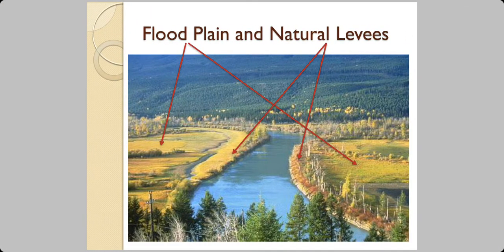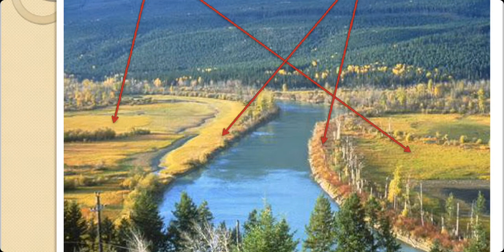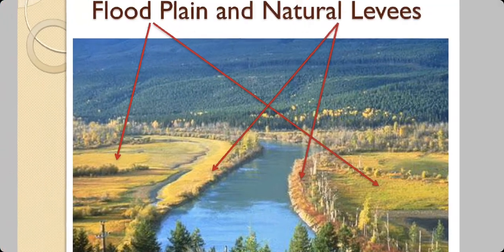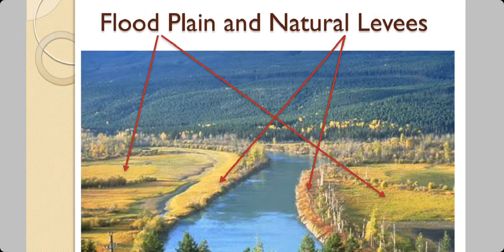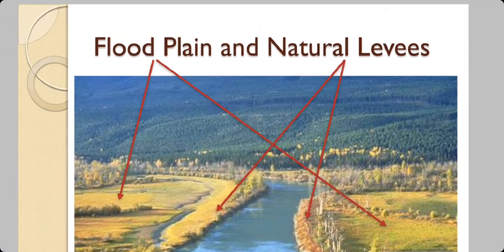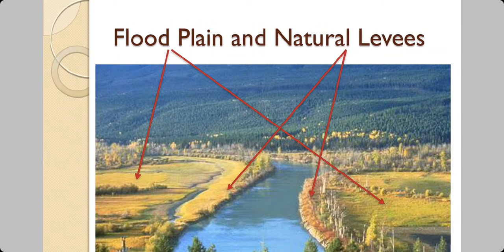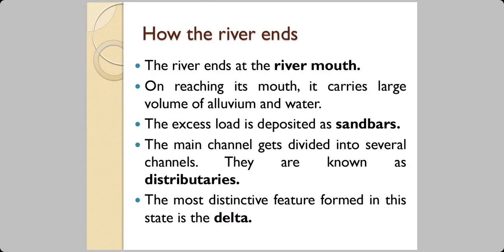So look at this picture now. The flat area to which arrows are pointing are the floodplains. And the very borders of the river, the edges of the river, also have got some deposition, a little bit higher deposition. This higher deposition, which forms the banks of the river or the borders of the river, is known as natural levees.